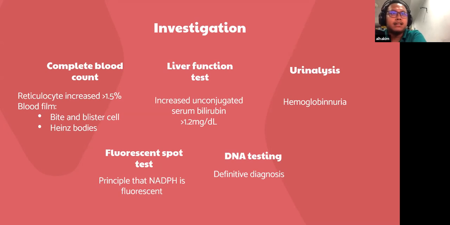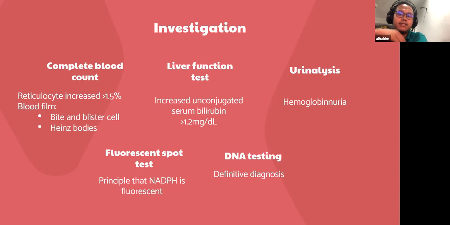Next is the fluorescent spot test. It is reliable, but the most reliable is DNA testing, because we can have a false negative result on the fluorescent spot test if we do it during the oxidative period, meaning the person is being exposed to the oxidative stressor.